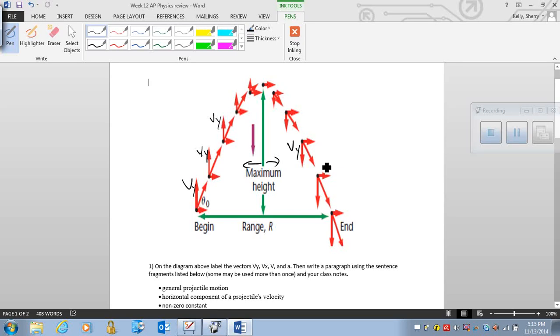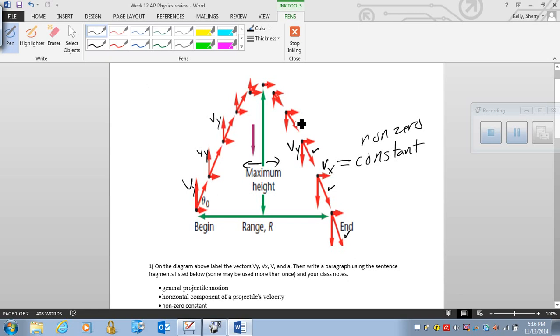The velocity in the x direction would be any of the short red vectors that are pointing in the horizontal direction. One thing you notice is that they are all the same. That is because the velocity in the x direction is always constant. It is a non-zero constant. And then of course this is your velocity, the actual velocity of the projectile in the trajectory.